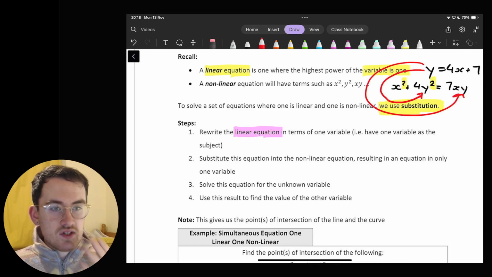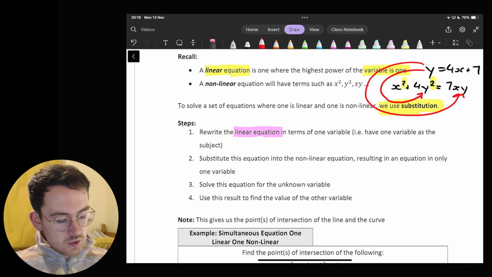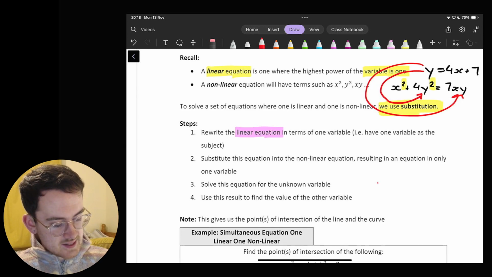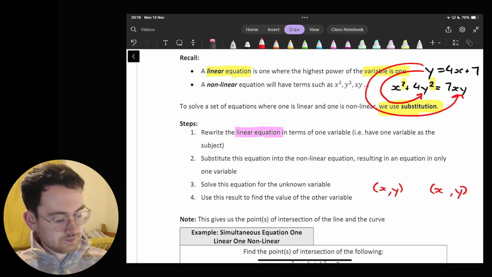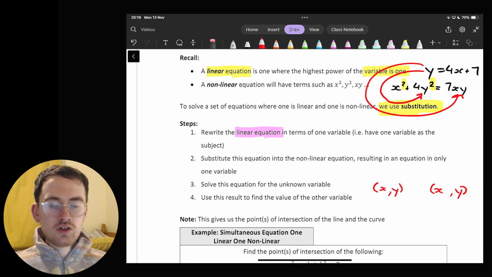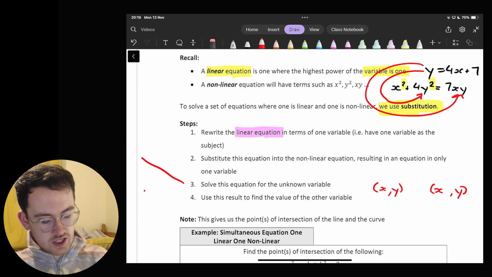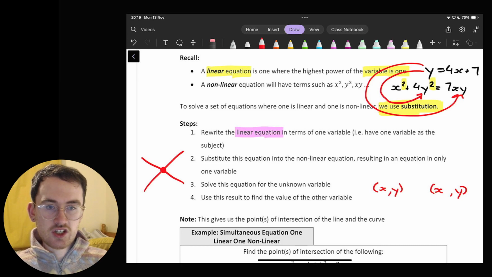And then using this result, we find the value of the other variable. Okay, so we have to remember to go back to find the other variable. Now what we should have really is a set of points. Okay, we should have a set of points, so 2 x's and 2 y's. And where we usually find with our simultaneous equations, when we would have done these before, this point here would have been the point of intersection of the two lines.